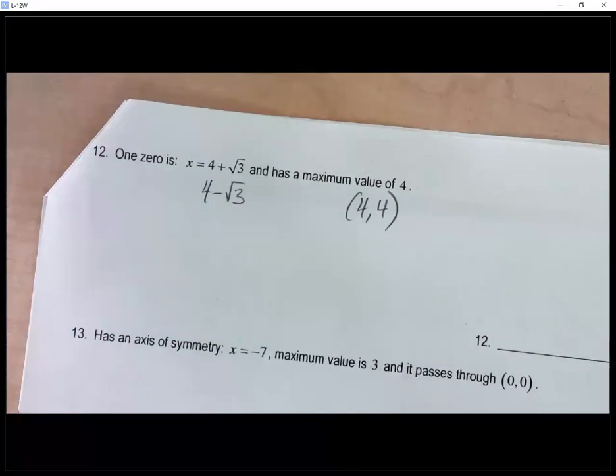All right, so let's jump to 14, because 13 is pretty similar.